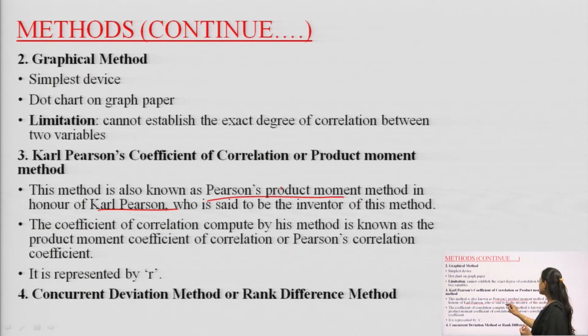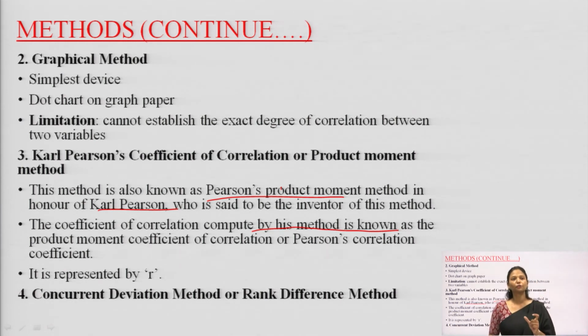Thus, because it was invented by a scientist named Karl Pearson, the coefficient of correlation computed in this method is known as the product moment coefficient of correlation, or Pearson's coefficient of correlation, which is represented by small r. While studying correlation, we represent the coefficient of correlation by small r, be it any method, but we represent it by small r only.